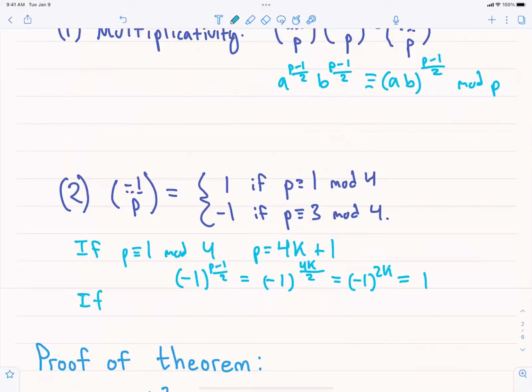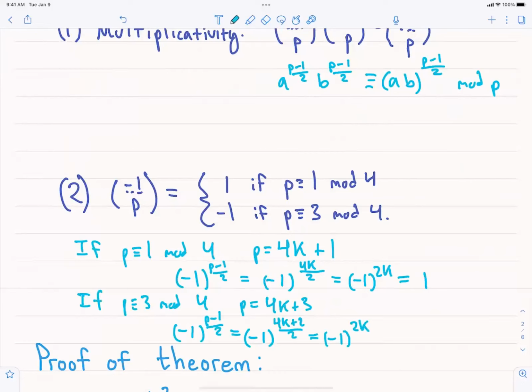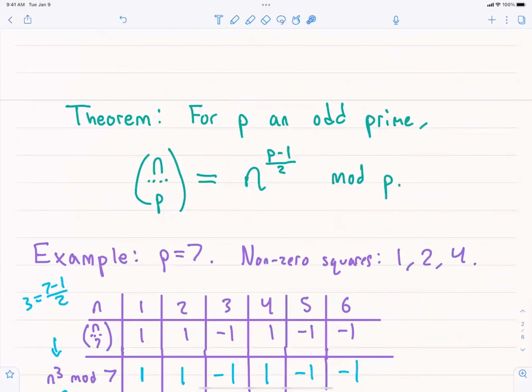Whereas if p is congruent to 3 mod 4, then p is equal to 4k plus 3 for some integer k. So then -1 to the p minus 1 over 2 is equal to -1 to the 4k plus 2 over 2, which is -1 to the 2k plus 1 now, which is -1, because the exponent is odd. Okay, so again, we very quickly get this condition for when -1 is a square mod p, if we know this formula that we can compute it as a power.